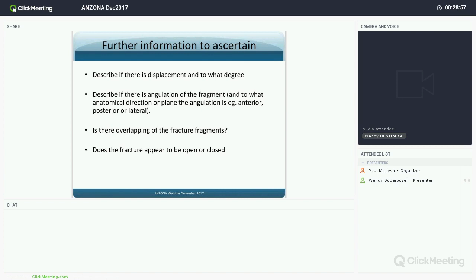Is there lateral displacement? Again, this is why you need the two views, because looking at it from an AP or anterior to posterior view, you may not see any displacement that way. Turning it around and having a look at the lateral view, you will see whether there is anterior or posterior displacement. Is there overlapping of the fracture fragments?